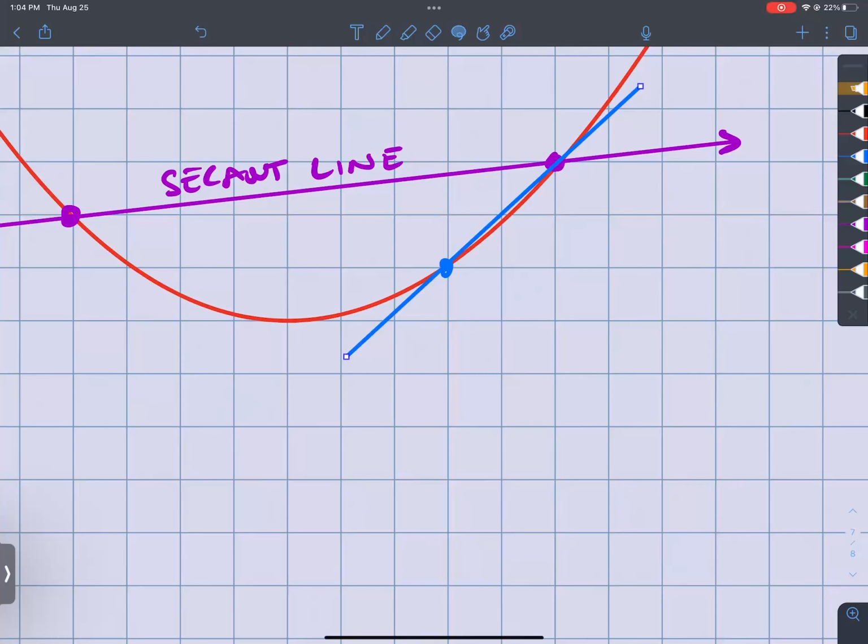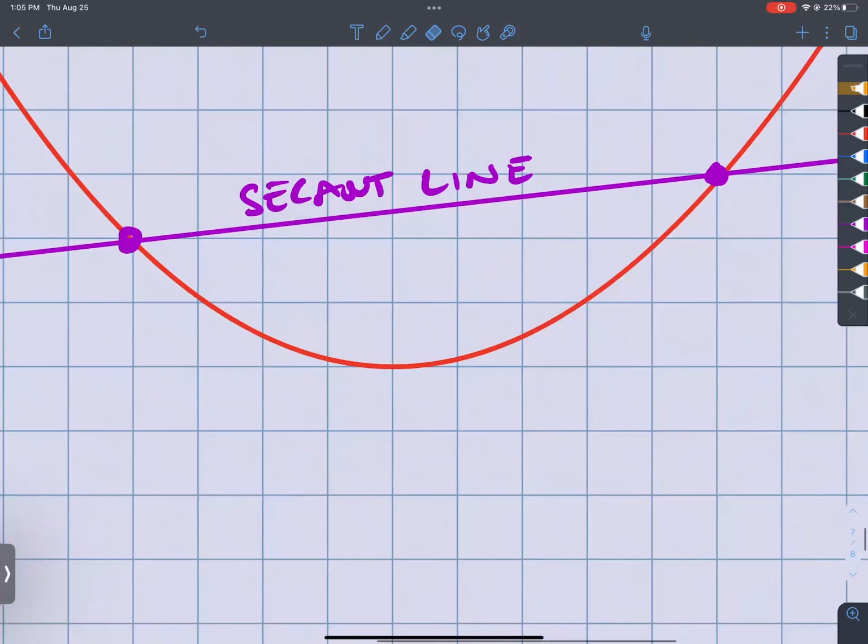So the tangent line is just 1 point, yeah? Well, it doesn't matter which point. Like I said, I'm just showing you what a secant line looks like, where it cuts that graph. You want to use those 2 points to find the slope of that line so that you can write the equation of that line.